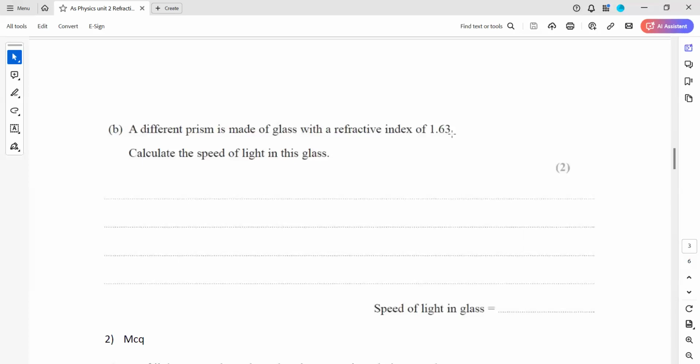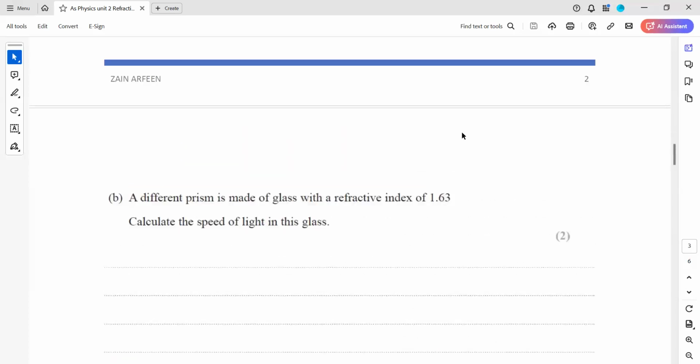A different prism is there with a refractive index of 1.63. Calculate the speed of light in the glass. So how do we work out the speed of light in glass? We have n1 sine theta 1 equals n2 sine theta 2, which is Snell's law. In terms of speed, we have the formula n1 v1 equals n2 v2, because the speed and the refractive index are reciprocal. n1 is the refractive index of air, v1 is the speed of light in air, n2 is the refractive index of the second medium, and v2 is the speed in the second medium.